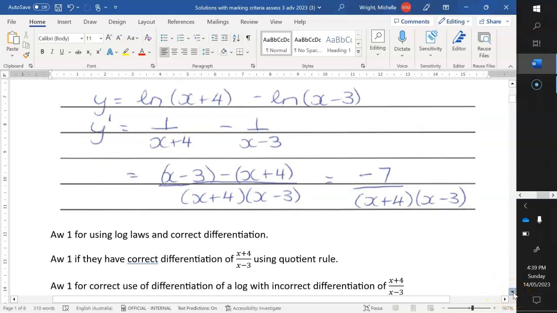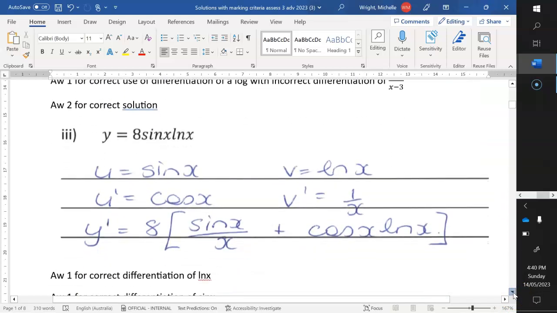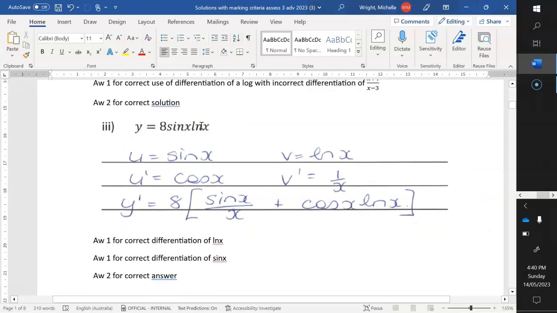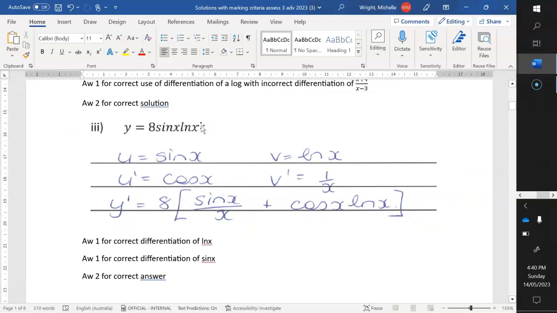And let's have a look at the next one. Okay, y equals 8 sine log of x. You can see here that x happens in 2 different positions. So there's a function here, there's a function at the end. You need to use the product rule. Those that attempted this generally did this one okay. There were, however, some people who used the product rule incorrectly and didn't copy it down from your formula sheet right.